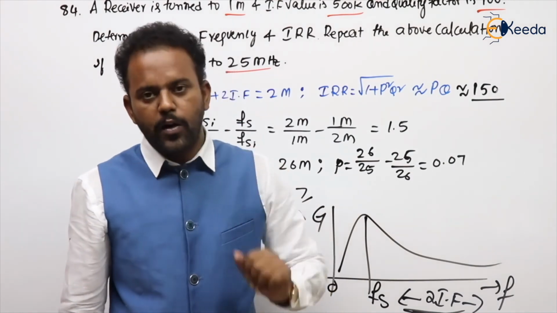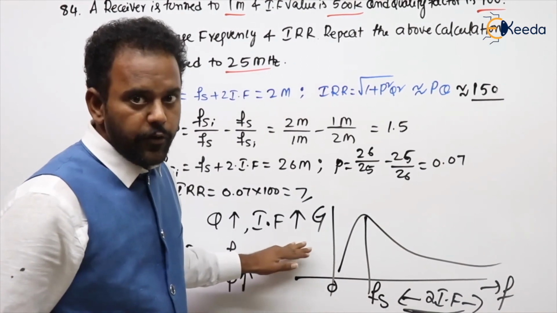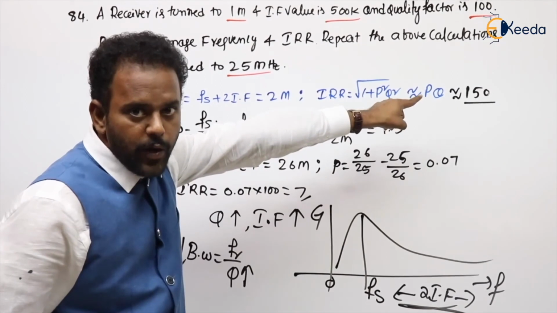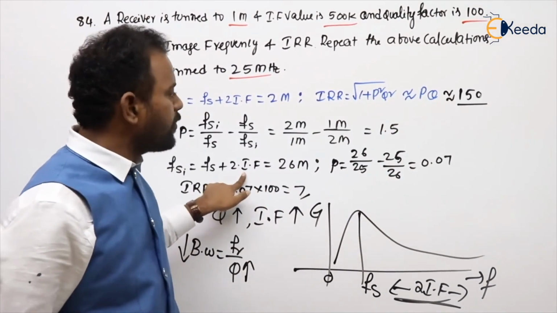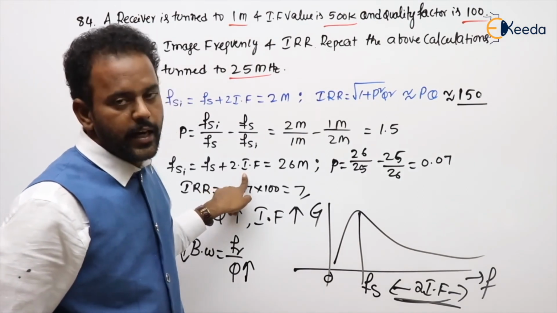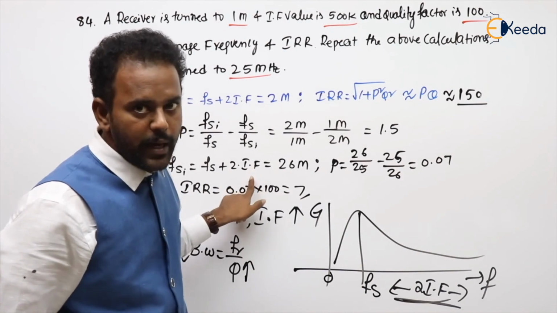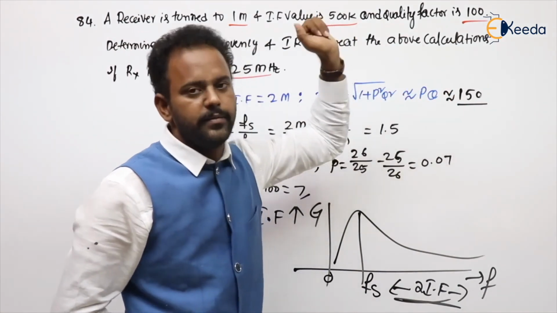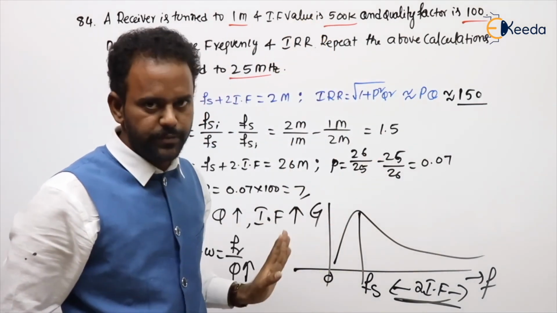So, I am giving a small homework here. If you want to get the same IRR value of 150 in the second case also, what should be the IF value in the second case? Try to calculate that. Calculate the IF value in such a manner that you get the same IRR of 150. Try that problem. I am not giving the answer.